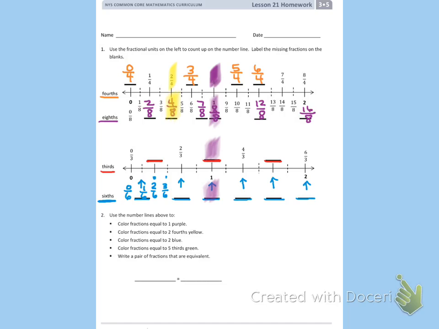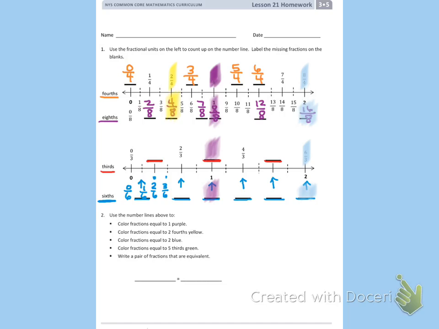Now the next bullet says color fractions equal to 2 blue. I can see on the top number line that the fraction 8/4 is the same as 2 wholes, so I'll color that blue. The one directly below it, 16/8, is the same as 2 wholes, so I'll color that blue. Same with 6/3 and this fraction here. All right, the next one says color fractions equal to 5/3 green. I'm going to let you do that on your own.